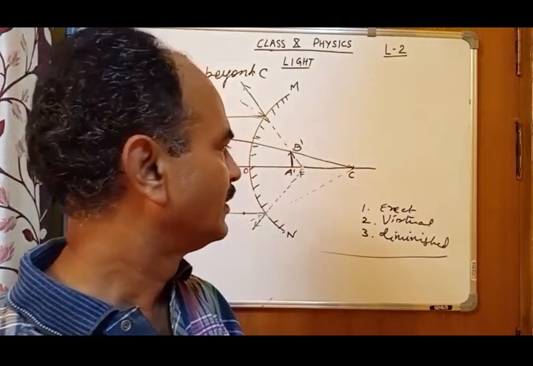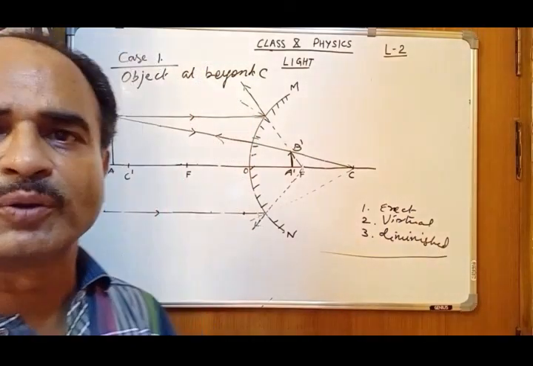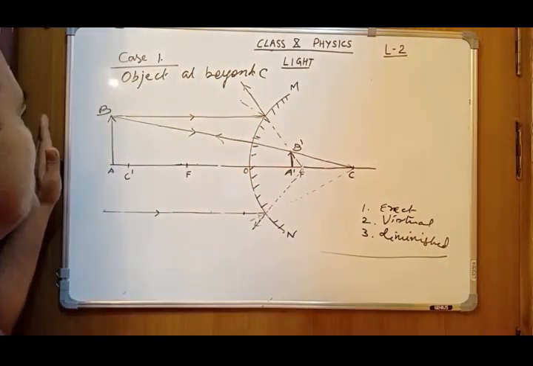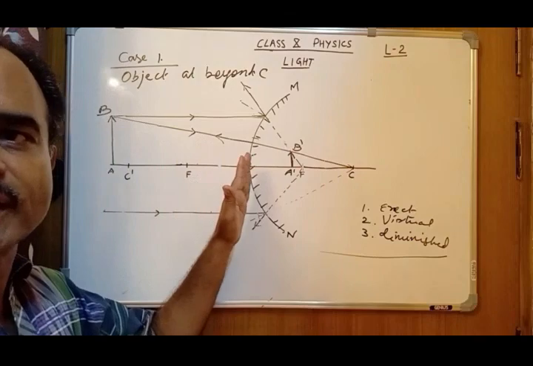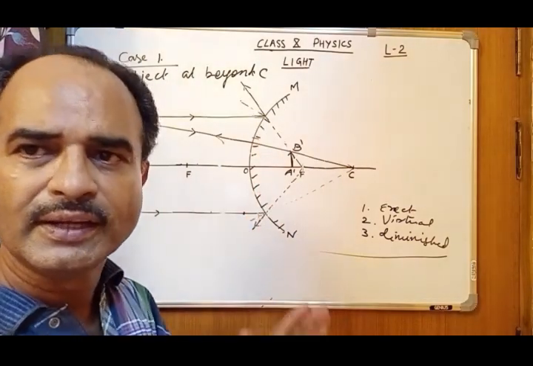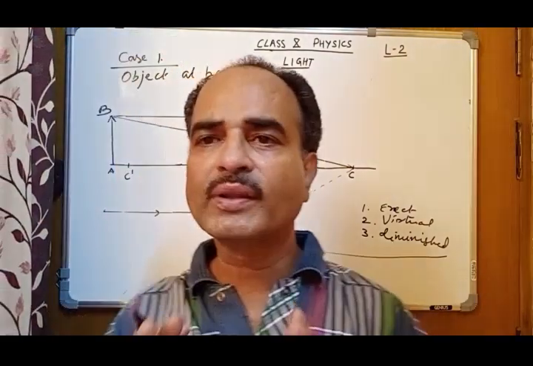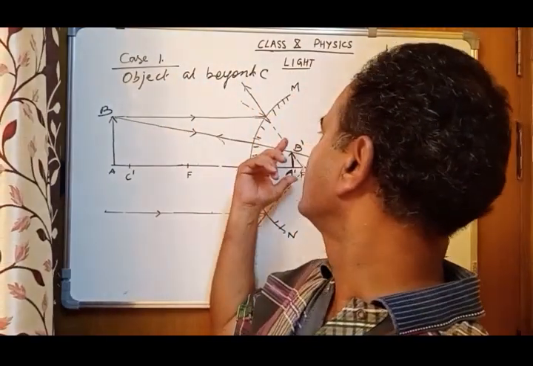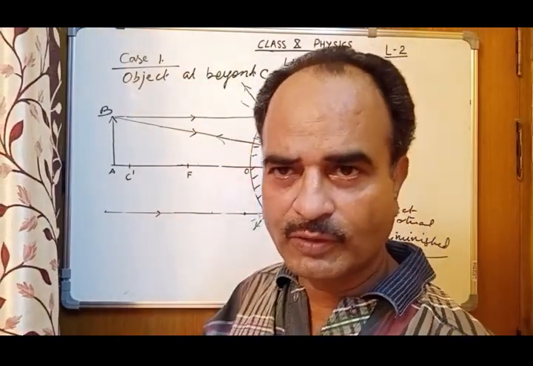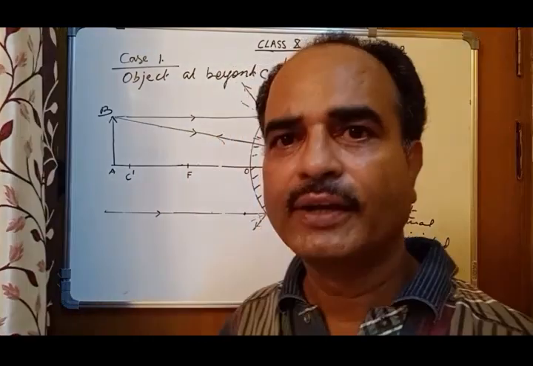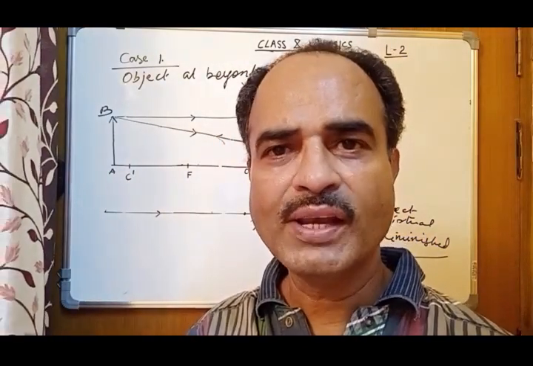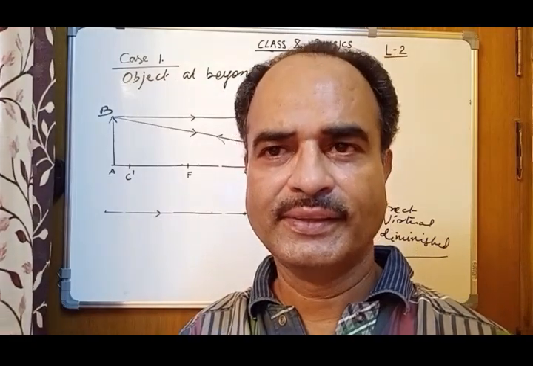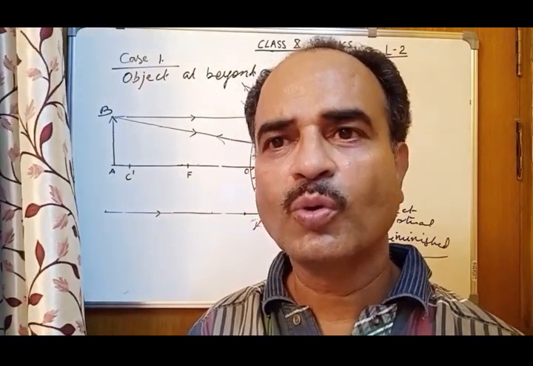We have the properties of the image formed. So you see, whatever may be the distance of the object in case of a convex mirror, whatever distance we may keep the object, the image will always be erect. The image will always be erect. It will always be virtual and smaller than the object.